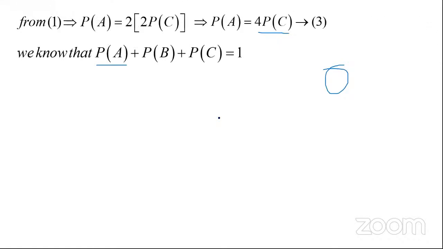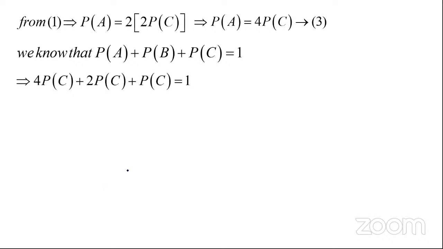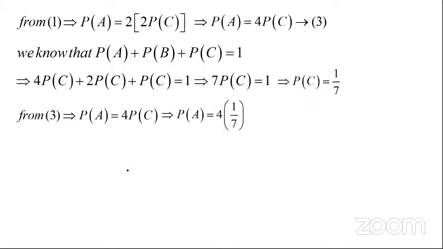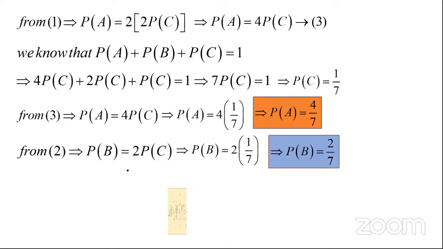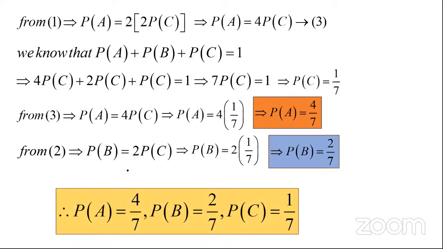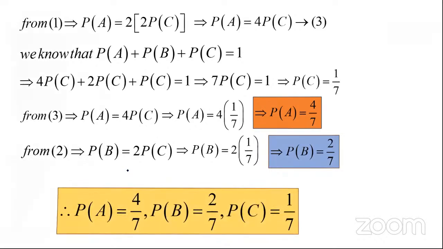We know that P of A plus P of B plus P of C, the sum of the probabilities, is equal to 1. So from that we can take the values in terms of P of C and substitute, and the P of C value is 1 by 7. Then substitute that value from equation 3 and in equation 2, and you will get the P of A value. So this is the required answer: P of A equal to 4 by 7, P of B equal to 2 by 7, P of C equal to 1 by 7.